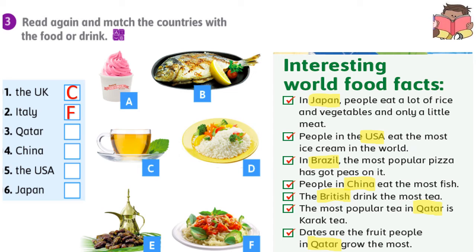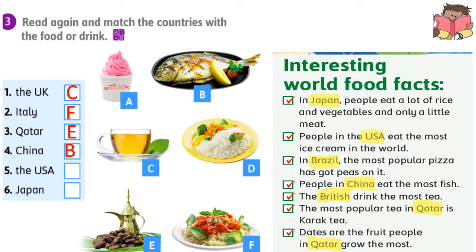Okay. The next one is about Qatar. Excellent. Thank you. The most popular tea in Qatar is Karak tea, and dates also are the fruit people in Qatar grow the most. What about China? Excellent. Thank you. People in China eat the most fish. Bravo.